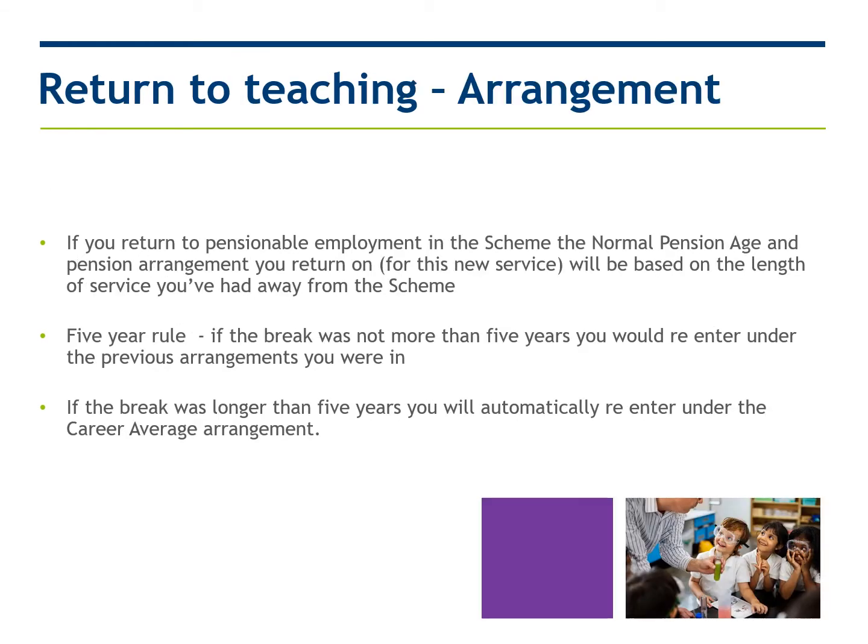If you decide to rejoin the teacher's pension scheme, either by coming back into teaching or by opting back in, the arrangement you fall under will be based on how long the break was. If the break was less than 5 years, you would come back under the previous arrangement you were under then. This could potentially be either the final salary or the career average arrangement. If the break was more than 5 years, you would automatically come back under the career average arrangement.